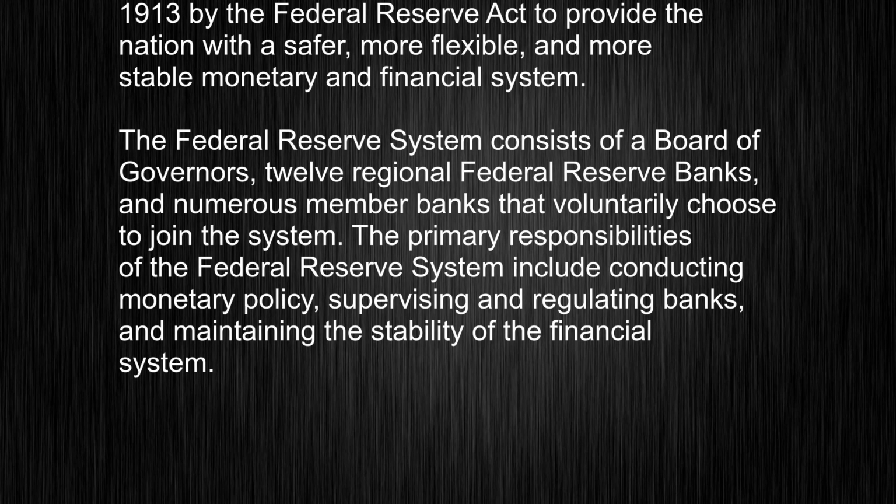The Federal Reserve System consists of a board of governors, 12 regional Federal Reserve banks, and numerous member banks that voluntarily choose to join the system. The primary responsibilities of the Federal Reserve System include conducting monetary policy, supervising and regulating banks, and maintaining the stability of the financial system.